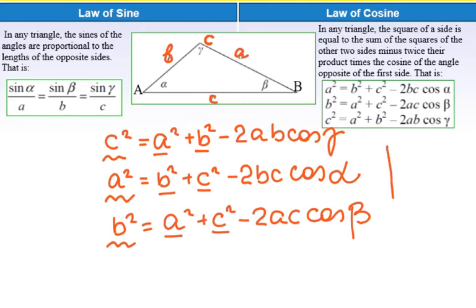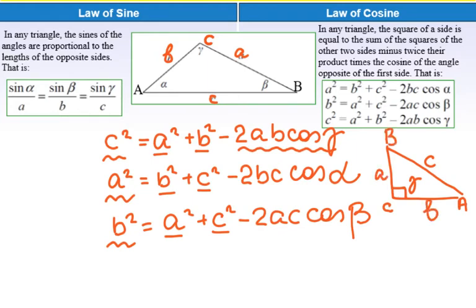And then when you have the right triangle, if this is c and this is gamma, at 90 degrees cosine gamma becomes 0, and you have the Pythagorean theorem. So if this is a and this is b, then this is your Pythagorean theorem, because your angle gamma is 90 degrees and cosine of 90 degrees is 0.